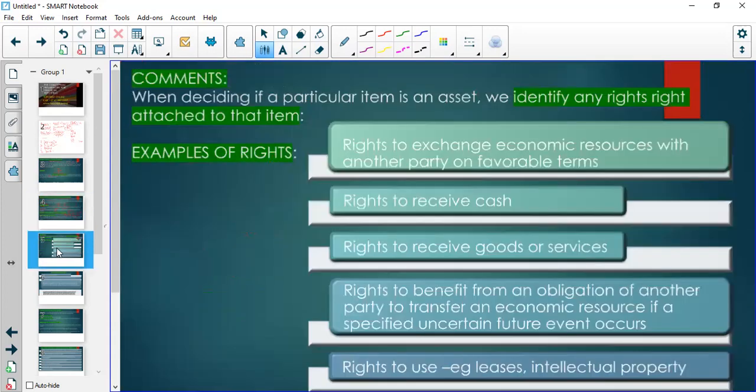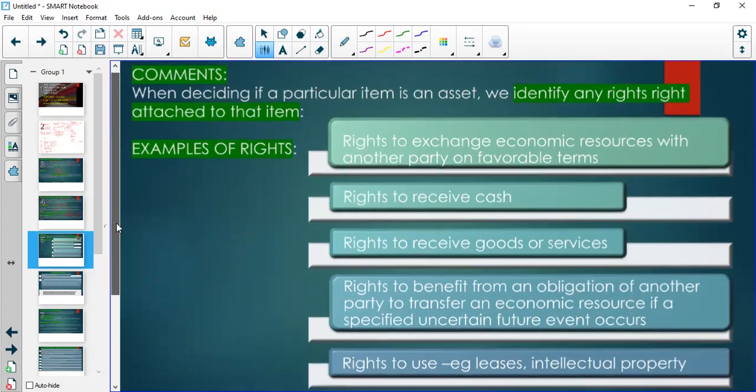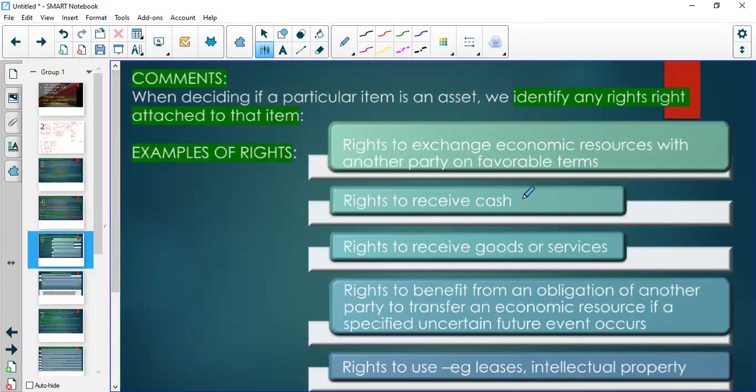Now let's talk a bit about rights. So there could be a lot of rights. It could be a right to receive cash, right? It could be a right to receive goods or services. It could be a right to use whatever it is, whether it's property, plant, and equipment, whether it's intellectual property. It could be a right to benefit from an obligation of another party to transfer an economic resource to us, like, for example, insurance. If we have a right to receive some insurance, then that could be an asset, right?